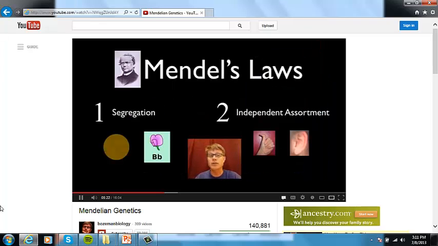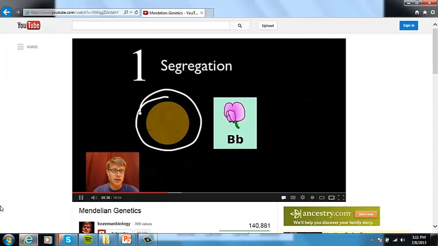And so what are Mendel's laws? Well, the two things that he figured out are: Mendel's law 1 is called the law of segregation, and Mendel's law 2 is the law of independent assortment. And so let's start with law 1. I've got a coin here because the actual way you get genes is almost like a coin flip.